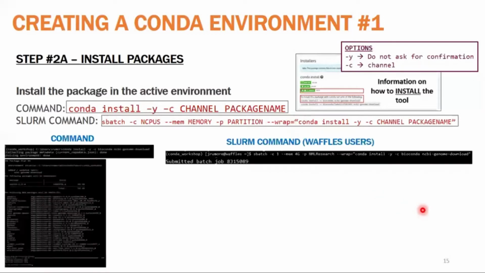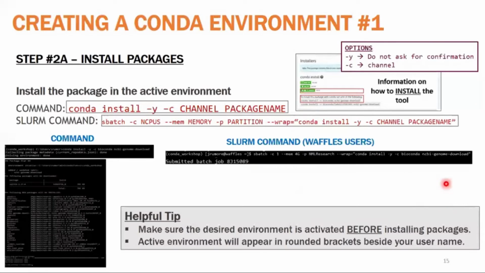In the example depicted in the slide, I'm installing the NCBI genome download package using the basic command as well as the SLURM command. Just as a reminder, running the command on your personal device will actively show the job running in the terminal, while using the SLURM command, it'll be running in the background. Now, some helpful tips when installing packages: make sure the desired environment has been activated. And again, as a reminder, that will appear in rounded brackets beside your username.